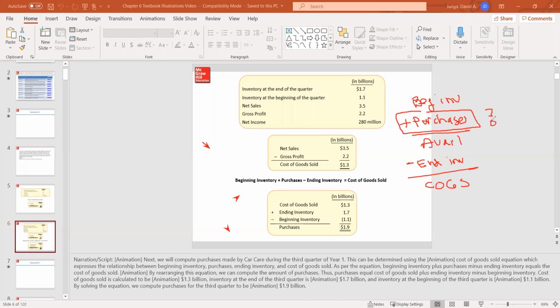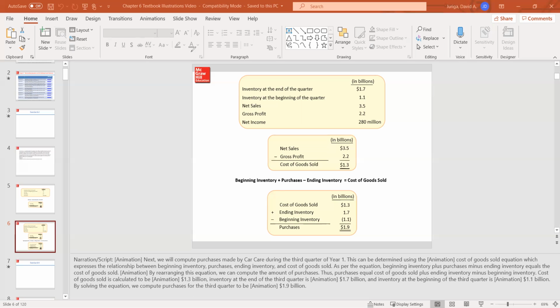That's our only unknown. So once you plug in these numbers, if you've got 1.3 in billions for cost of goods sold, and we know ending inventory is 1.7, and we know that beginning inventory is 1.1, all you have to do is use your math, and therefore you could then back into purchases, which is essentially what they did right there. So that's typically how I would show it in a face-to-face setting if this formula confuses you.